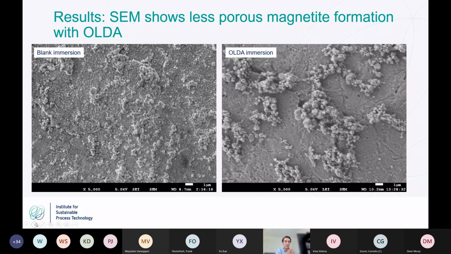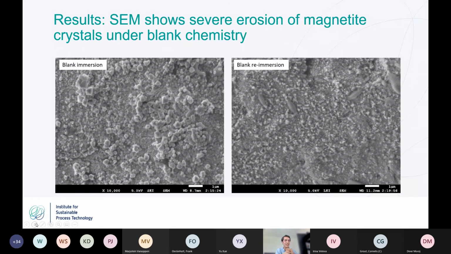Next slide, please. Oh, Davey, next slide, please. Yeah, thanks. On the left, we can see the blank immersion again. So this layer formed under the blank chemistry, and then we tested it in the re-immersion test under pH 6 with the flow conditions. And what we see clearly on the right picture is that the crystals have been eroded away or dissolved. So this layer is actually not holding up well within these conditions.